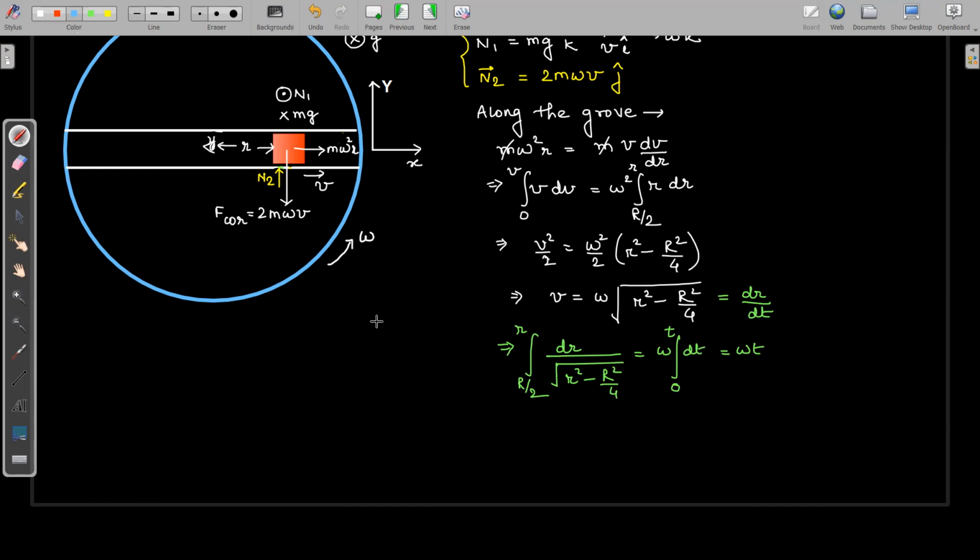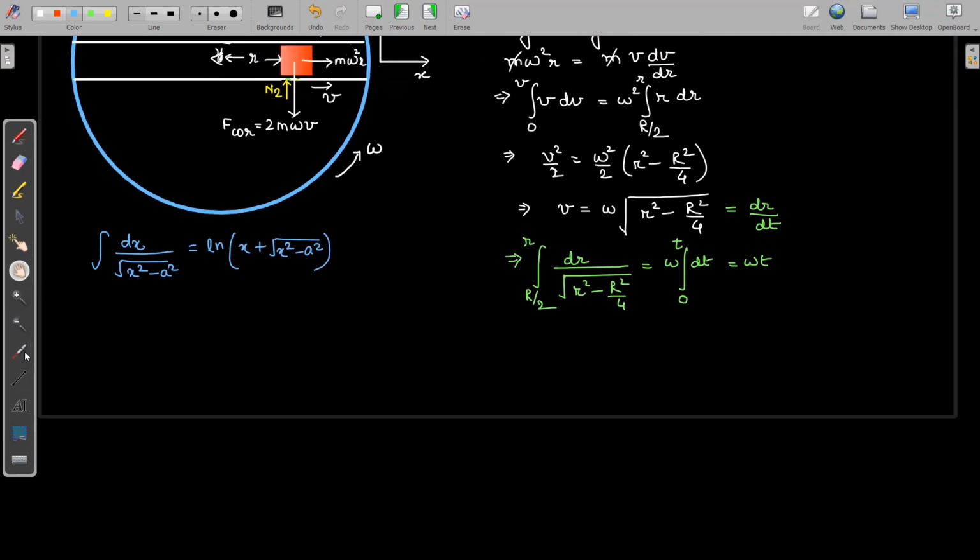What is the LHS term? Now this is a standard integral: the integral of dx divided by the square root of x square minus a square is ln of x plus the square root of x square minus a square. So you can see that this equation is similar to this integral, where the value of a is basically R by 2, so this is R by 2 whole square. So we can directly use this integral over here. So ln of small r plus the square root of small r square minus R square by 4, and we'll put the limit from R by 2 to small r.